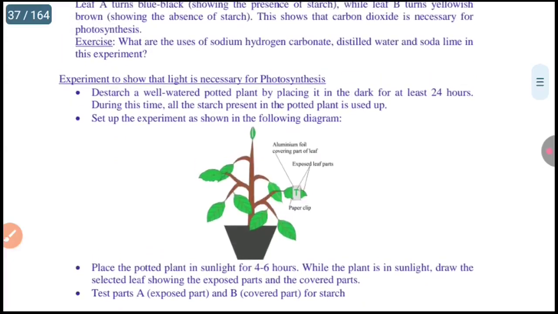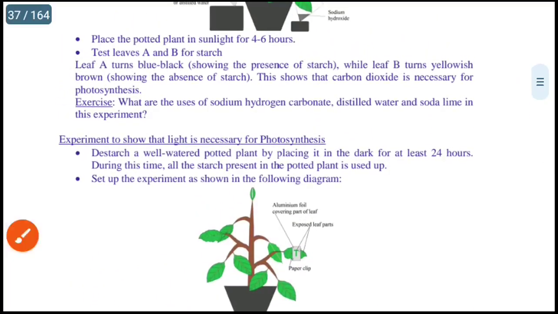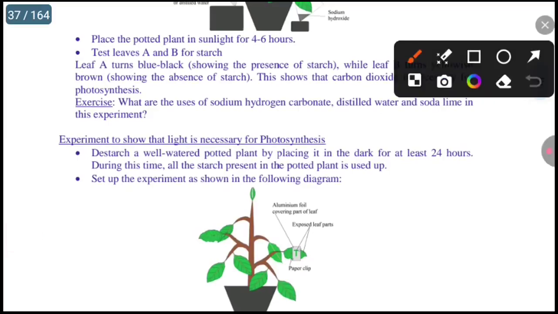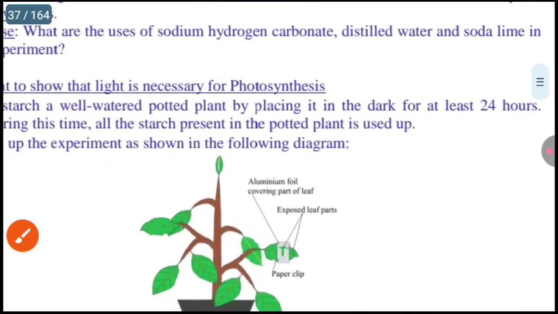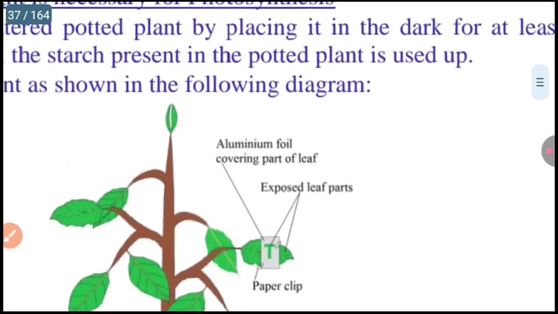Let's look at an experiment to show that light is necessary for photosynthesis. Number one, discharge a well-watered potted plant by placing it in the dark for at least 24 hours. During this time, all the starch present in the potted plant is used up. Set up the experiment as shown in the diagram. So now we're testing for light, proving that light is necessary.